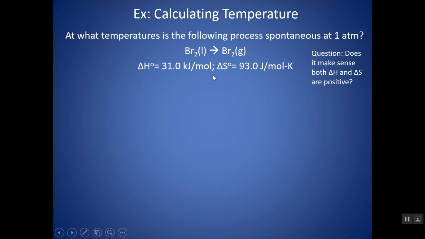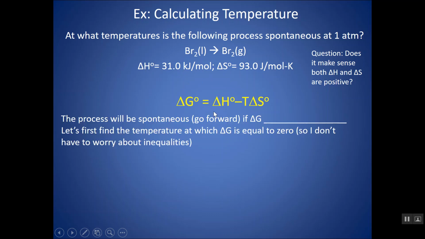Anyway, let's calculate the temperature at which this becomes spontaneous. Going back to this equation again, if delta H and delta S are both positive, then this will become favorable at higher temperatures. So we should try to calculate at what temperature this is going to become spontaneous. We know the process will be spontaneous and go forward if delta G is negative. So we can calculate at one point this would become negative.